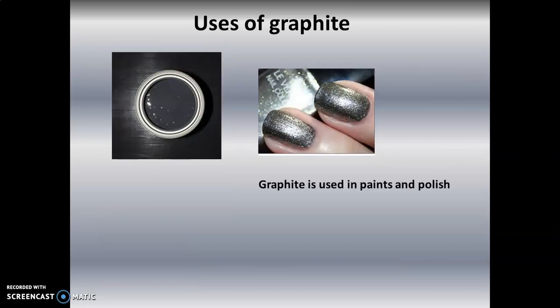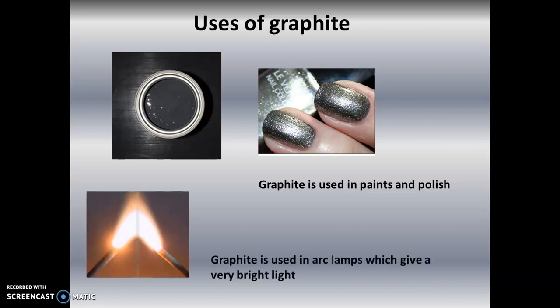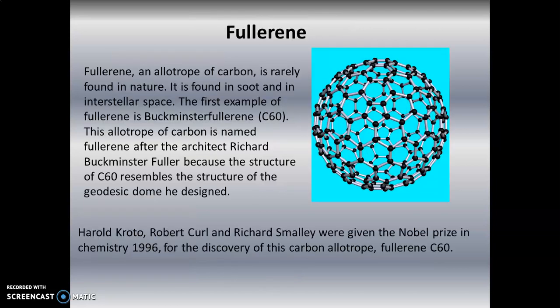Graphite is also used in paints and polishes because of its shiny structure, and it is also used in arc lamps to give a very bright light. Arc lamps have graphite because of its shiny and smooth nature. It is used in arc lamps with many other chemicals, and it gives a bright light. So this is all about graphite.